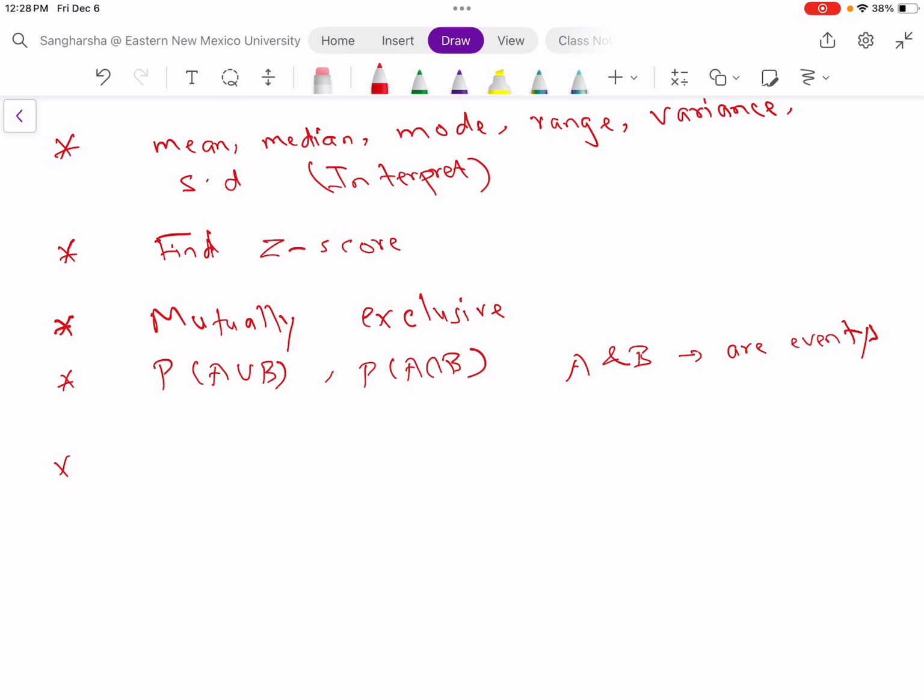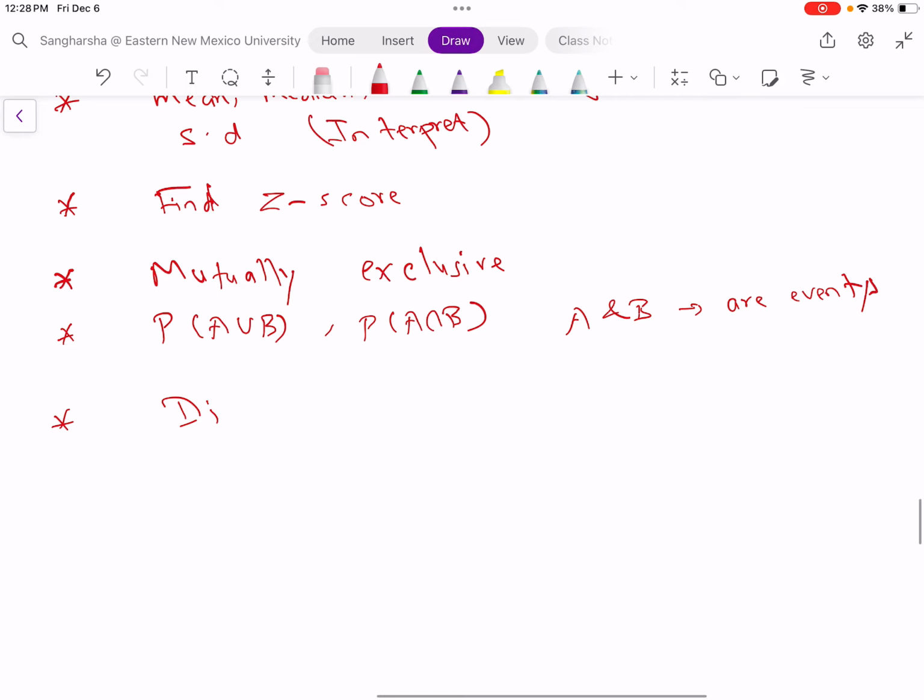The next type would be, now you will be given a table, the probability. You will be given a discrete random variable. Now, does anyone recall what do we use to represent a discrete random variable? Or the probability distribution of a discrete random variable? What do we use to represent the probability distribution for a discrete random variable?